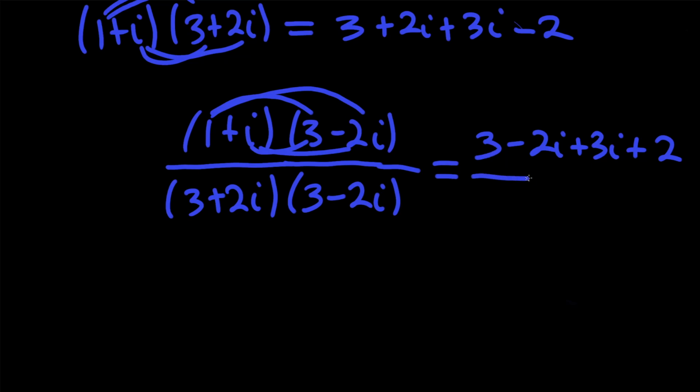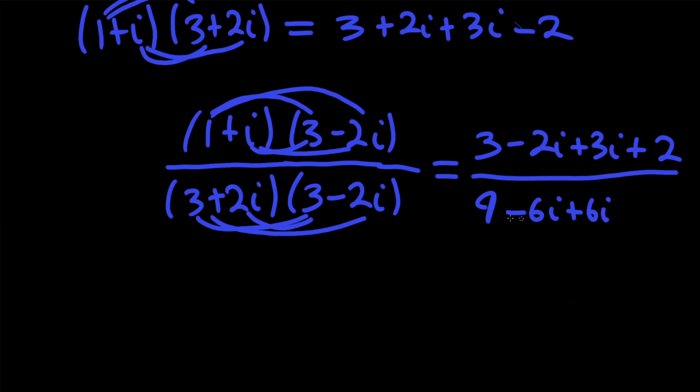Let's go ahead and find the denominator. So 3 times 3 is 9, and then we have 3 times negative 2I is negative 6I, and then we have 2I times 3, which is 6I, and then we have 2I times negative 2I. So I squared is negative 1, so we have negative 1 times negative 4, which is positive 4. Perfect.